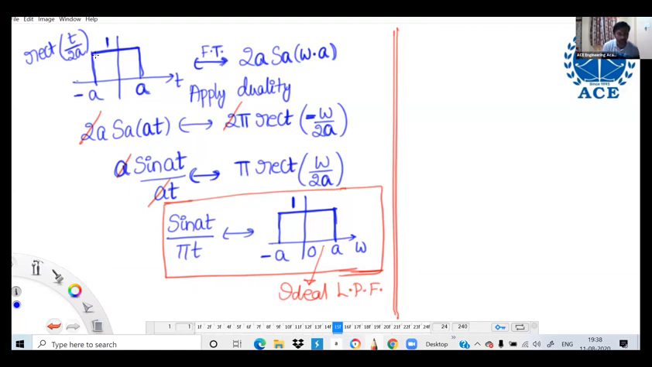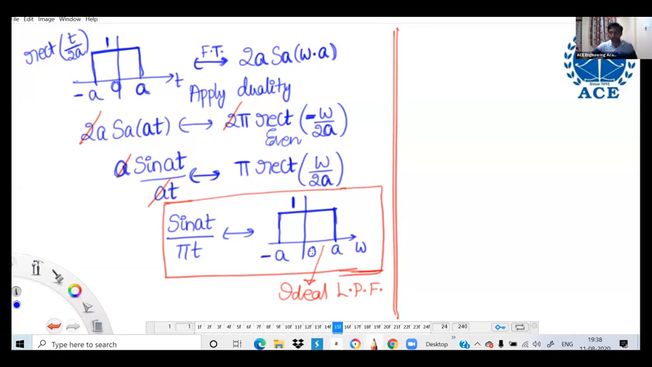See here, I have taken a rectangle from minus a to a with amplitude 1. We know for a symmetrical rectangle the spectrum is area 2a times Sa of omega a, where the positive width of the rectangle is a. After that, I applied duality. Omega becomes t, t becomes minus omega, 2 pi jump. Sa function expansion is sin x by x. Rectangle is even symmetric, so rect of minus omega becomes rect. Pi also I have taken to the left side. The rect omega by 2a graph is this.